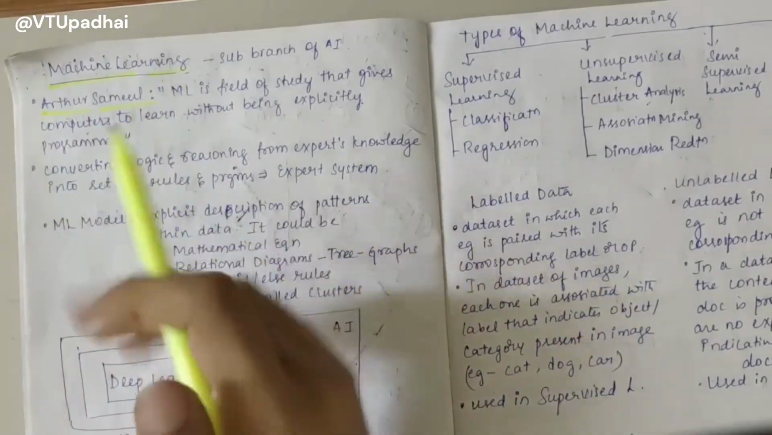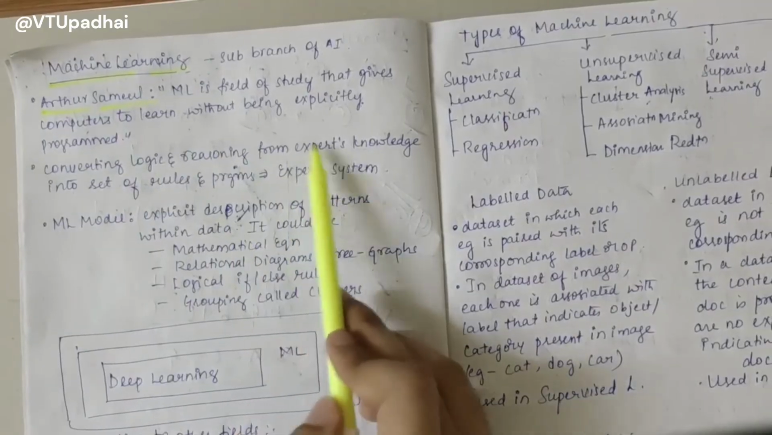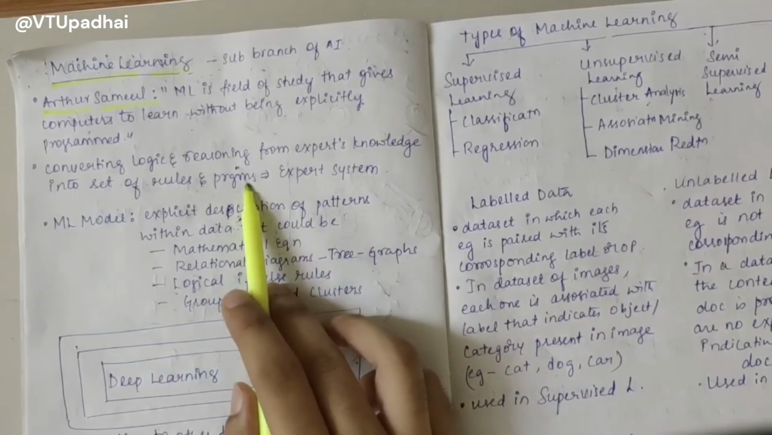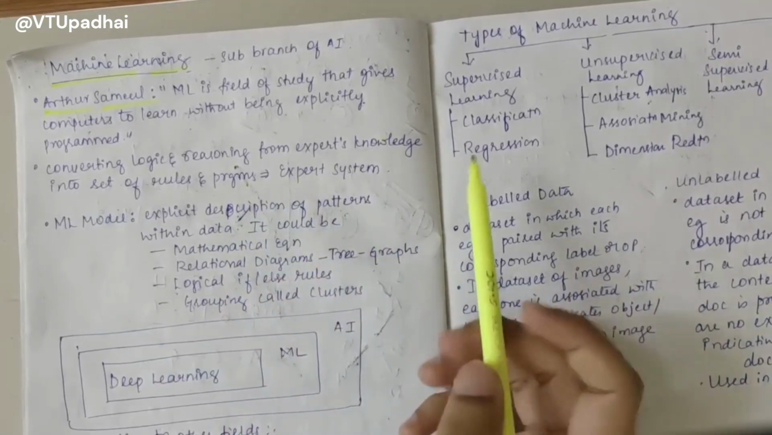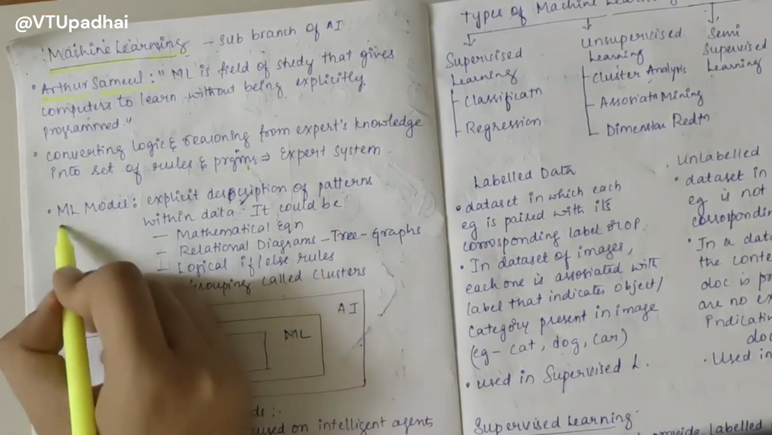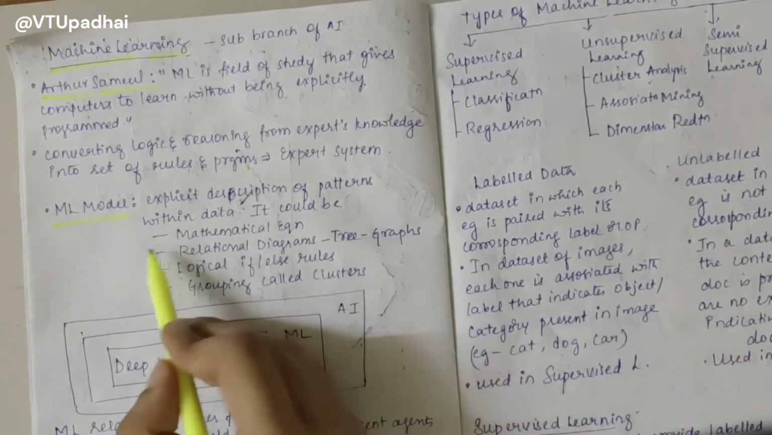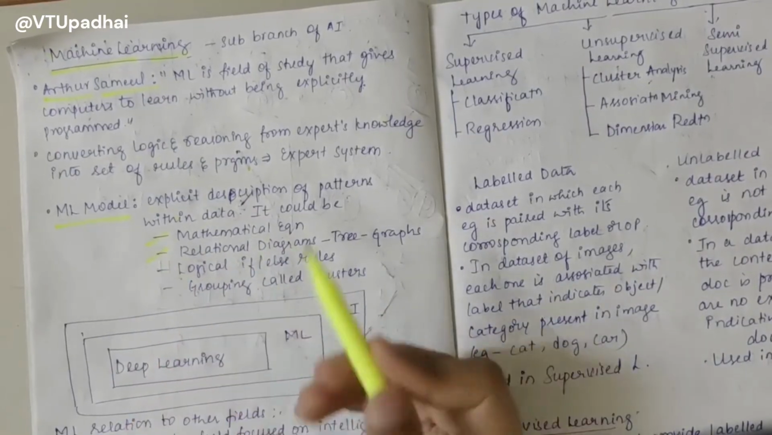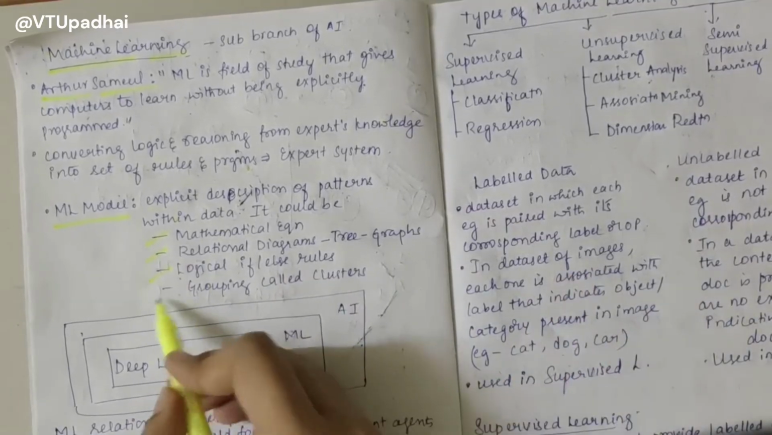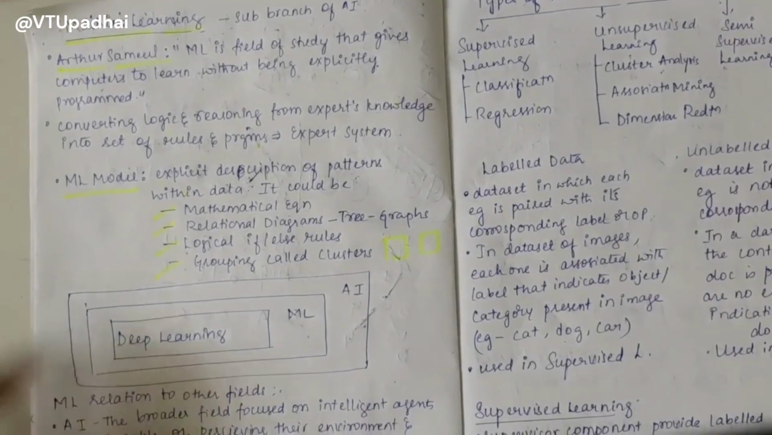So that is one textbook definition, and then the normal definition is converting logic and reasoning from experts' knowledge into a set of rules and programs in order to construct or model the expert system. This process comes under machine learning. Here the ML model is an explicit description of patterns within the data. The pattern could be either mathematical equations, or relational diagrams like trees or graphs, or logical if-else rules, or different clusters. Okay, so this was about the ML model.